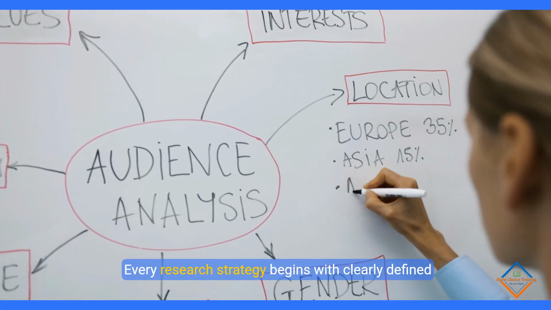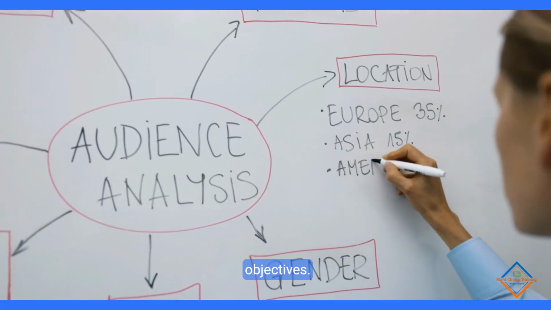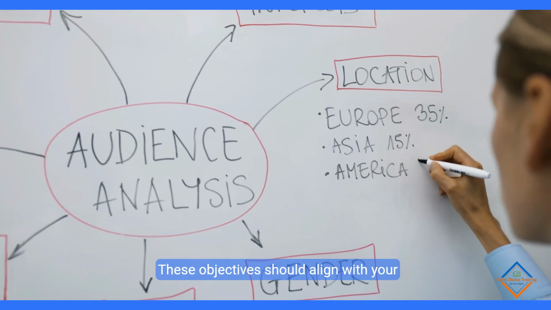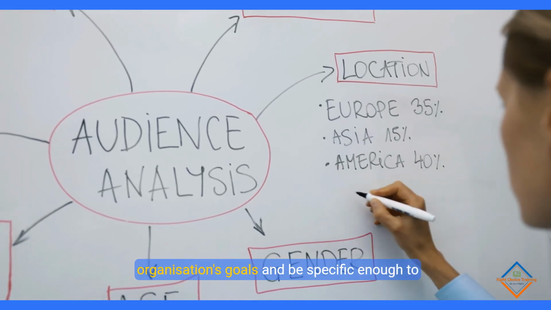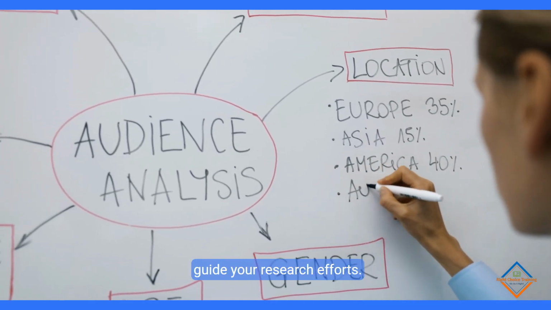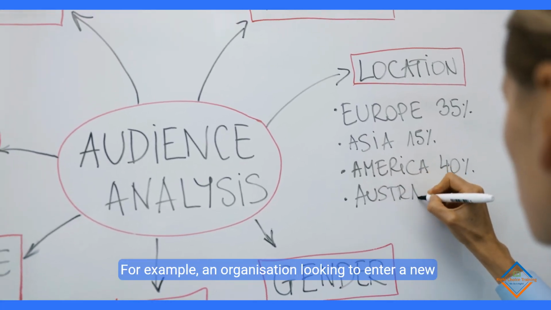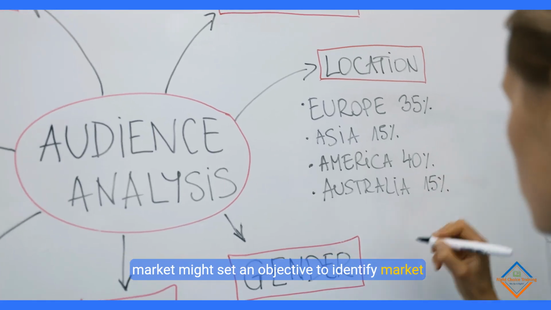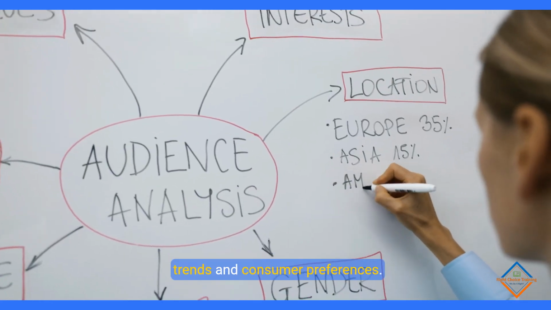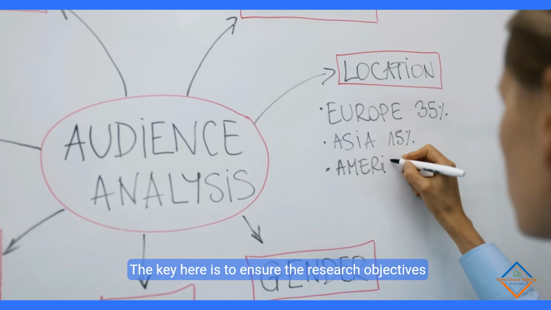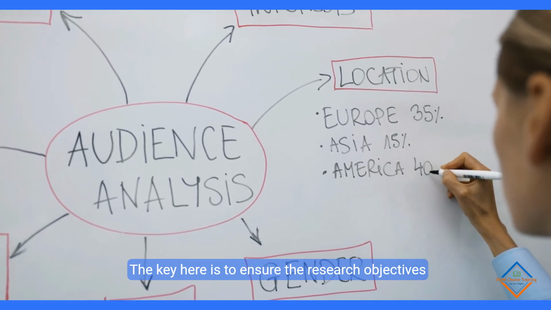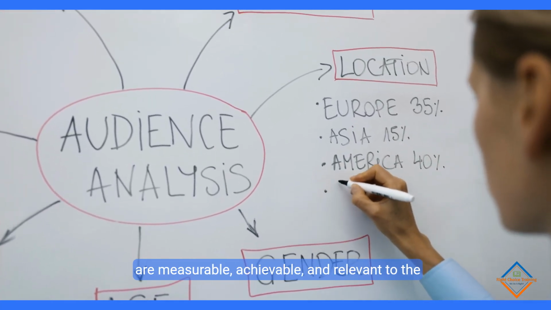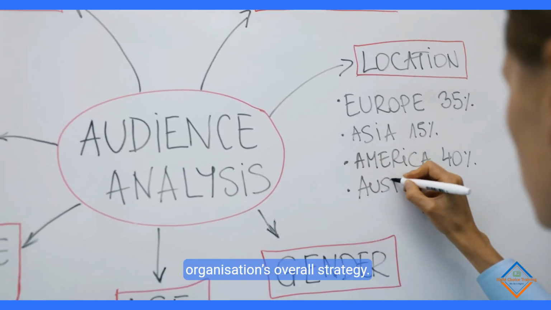Every research strategy begins with clearly defined objectives. These objectives should align with your organization's goals and be specific enough to guide your research efforts. For example, an organization looking to enter a new market might set an objective to identify market trends and consumer preferences. The key here is to ensure the research objectives are measurable, achievable, and relevant to the organization's overall strategy.